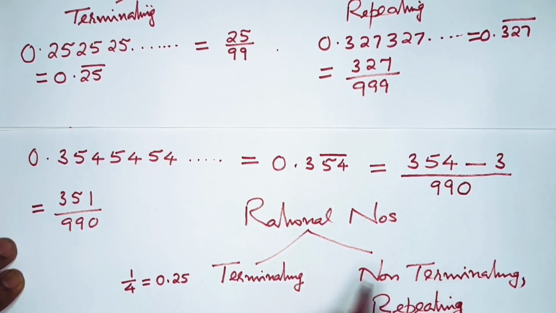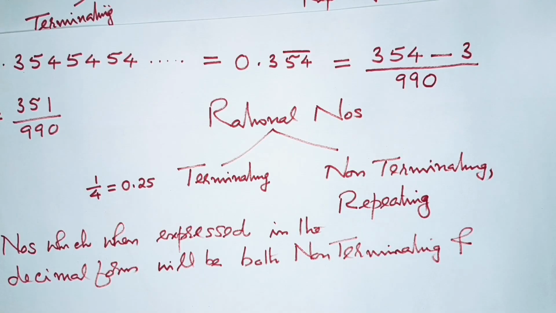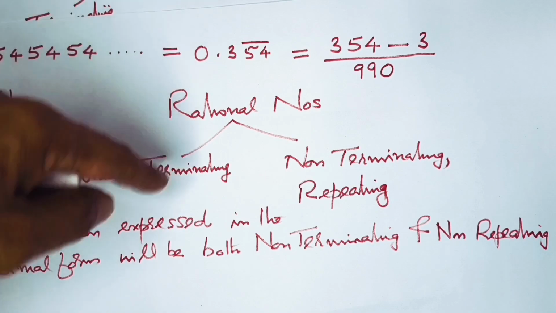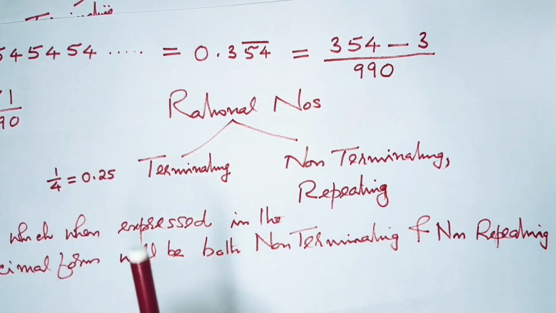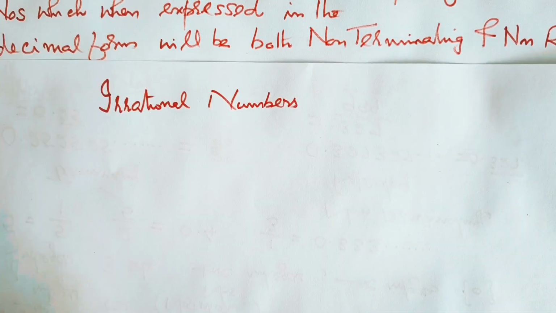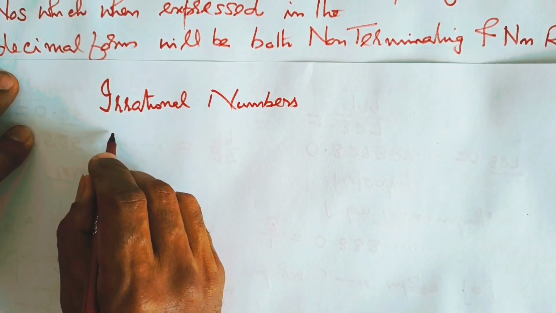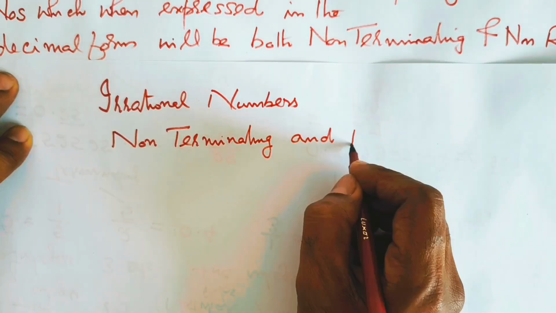Now you concentrate on this. Rational numbers can be non-terminating, but it will be repeating. Now I will show you some numbers which when expressed in the decimal form will be both non-terminating and non-repeating. See, in all the examples I discussed before, you had numbers which were non-terminating but repeating. But there are a few other numbers which on conversion into decimal form will be both non-terminating and non-repeating. Such numbers are called irrational numbers. So for a number to be irrational, there are two characteristics to be satisfied. One, it should be non-terminating, and the other non-repeating.